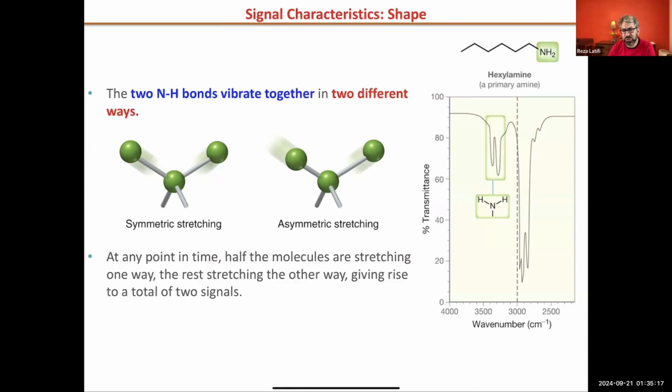Again, what's the reason for getting 2 different signals when we have a primary? You can have two hydrogens moving far from the nitrogen, or you can get an asymmetrical stretch. This one's getting far, while that one is getting closer, and so you get 2 types, asymmetrical and symmetrical stretch. Those 2 will show up in two different regions, or they will require 2 different frequencies or wave numbers.